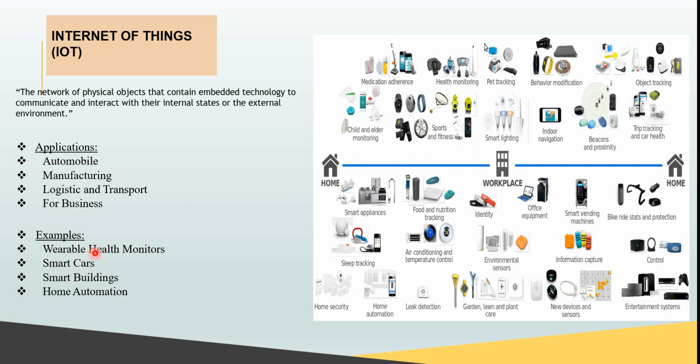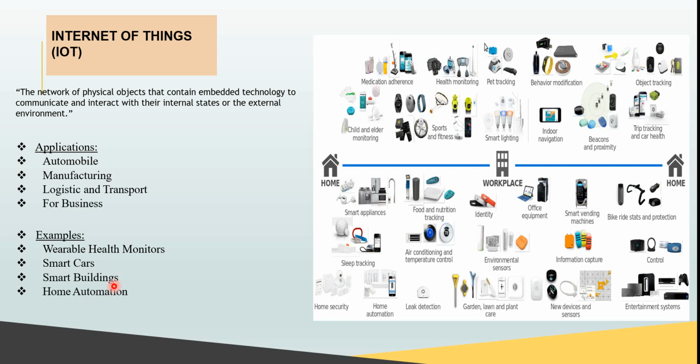Examples are wearable health monitors like a watch, which tracks our health, like how many steps you have taken in the day, what your oxygen level is, how your heartbeat is. And smart cars: nowadays Tesla cars are famous, which automatically drive themselves without the help of the driver. We can travel in the car without driving. It drives itself without accidents, and monitors everything happening on the road, location and so on.